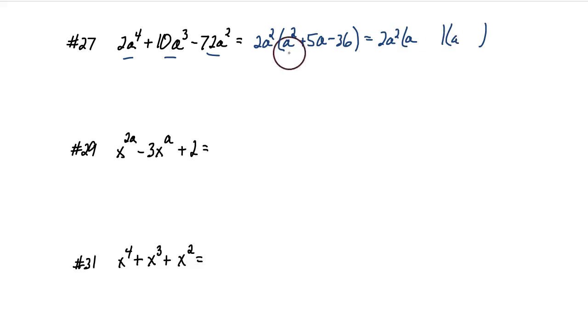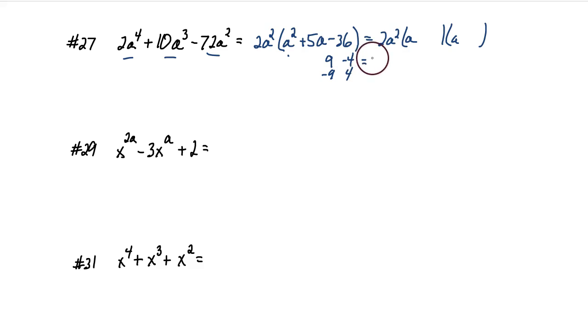A times a is our a squared. Now we need two numbers that multiply to negative 36. We have some possibilities. One is 9 times negative 4. Another is negative 9 times positive 4. Before we list any more possibilities, let's see what these combine to.